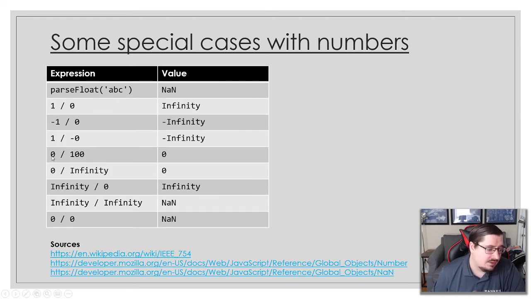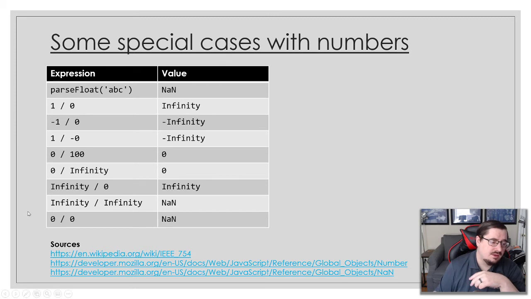Also, if I say 0 divided by 100, well, 0 divided by anything in general is going to be 0. So 0 divided by 100, 0 divided by infinity is 0. But the weird one is some of these here. If I take infinity divided by 0, remember infinity is a really large number, 0 is a really small number, I'm going to get infinity.